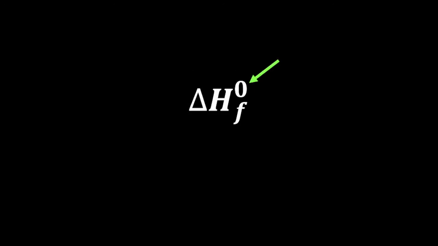Now, the standard enthalpy of formation, symbolized delta H_f with that little circle, is the enthalpy change for a reaction in which 1 mole of a pure substance is formed from free elements in their most stable states under standard conditions. That little circle or degree symbol, which we sometimes call naught, indicates that the reaction is taking place under the standard conditions, 1 atmosphere and 273.15 Kelvin, or 0 degrees Celsius.